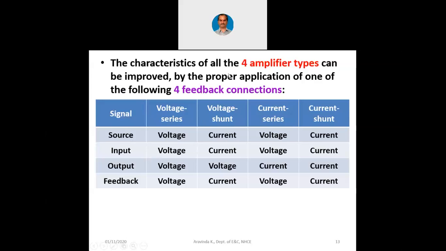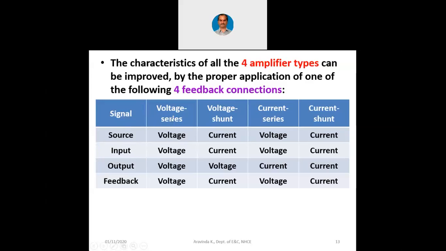The characteristics of all the four amplifier types can be improved by the proper application of one of the following four feedback connections. The four amplifier types are already being discussed. Now there can be four feedback connections: voltage series, voltage shunt, current series, current shunt. Now we have four signals there. One is the source signal, we called it Vs, and we have an input signal, we called it Vi. We had an output signal, we called it Vo. We had a feedback signal, we called it Vf.